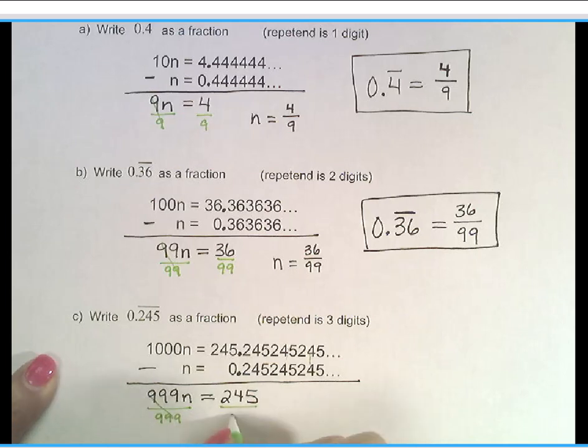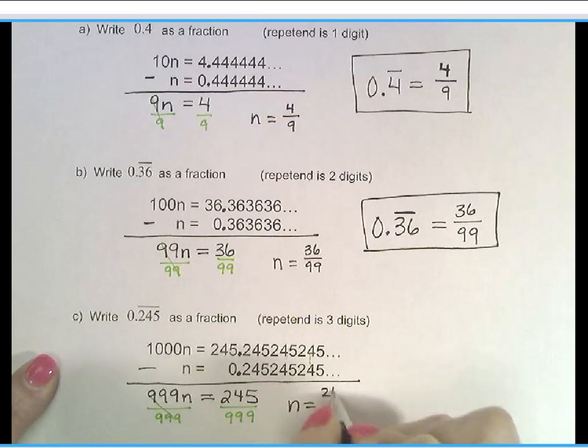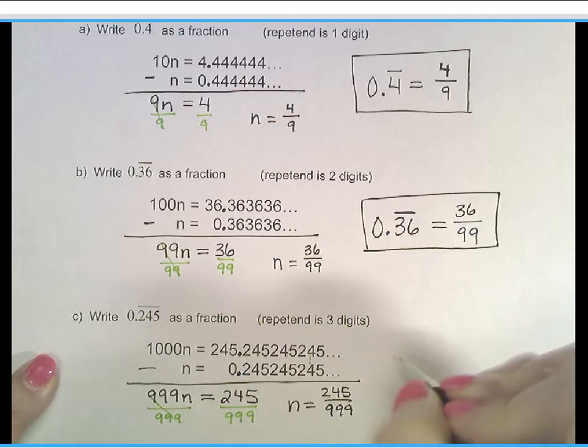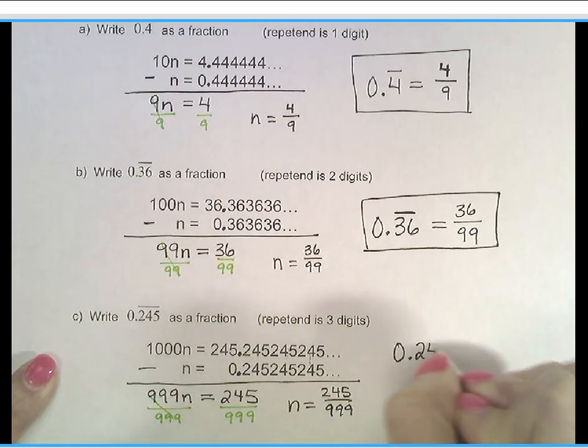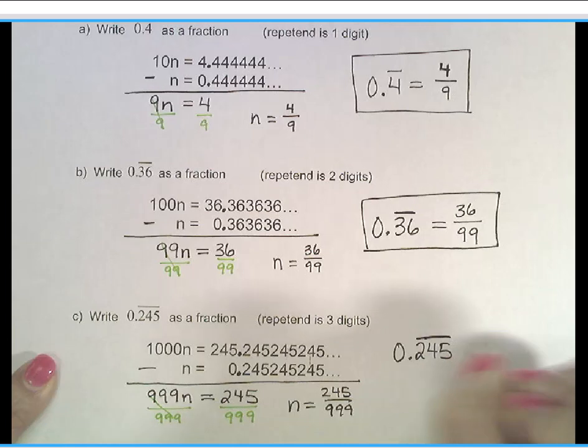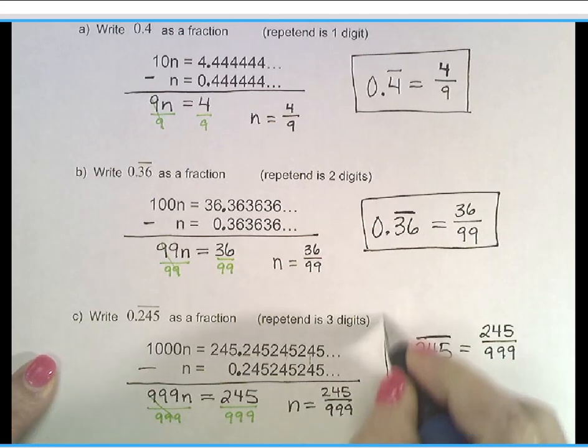Divide, n equals 245 over 999. So 0.245 repeating: the repeating block goes in the top, and underneath you get 9s.